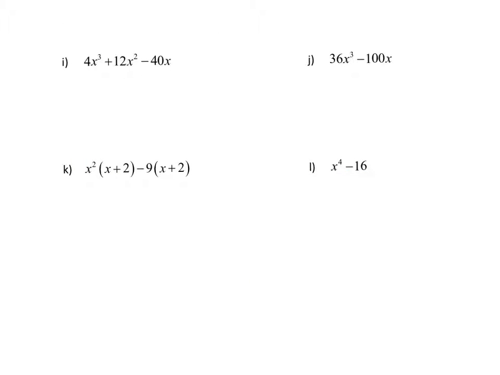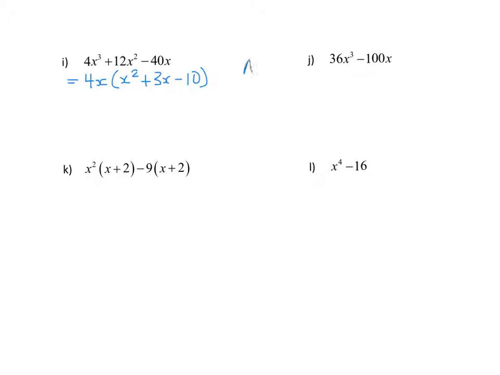Next, common. Oh yeah, 4 can divide all of those, and not just 4, an x can go with that too. So I'm going to divide everything by 4x. That's going to leave me with an x squared in here. 12 divided by 4 is a +3x. 40 divided by 4 is a minus. We're going to have a -10 and no x's.